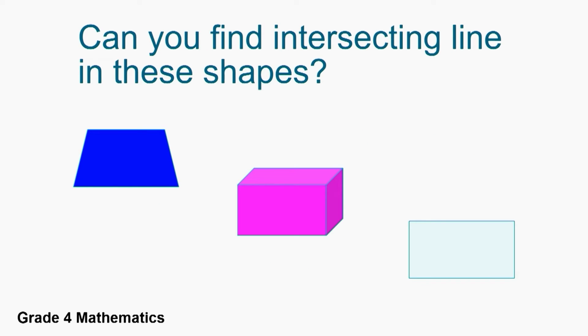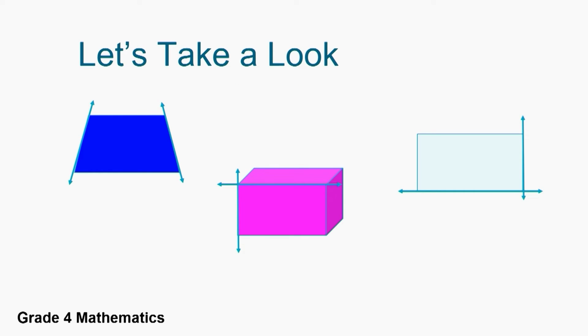Look at these shapes. If you imagined that each of the line segments that make up these shapes were extended and went on in both directions, which sets of lines would be intersecting? If we imagined these sets of lines extending in both directions, we can see that they would cross at some point. These are intersecting lines. Can you find two sets of lines that would be perpendicular?